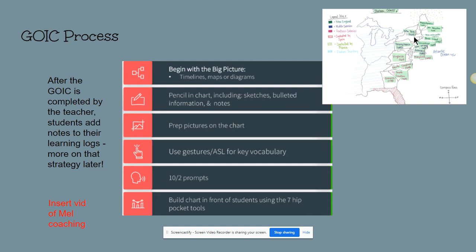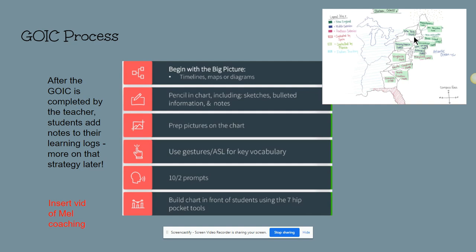Once you have that in mind, then you'll build the GOIC with your students, and you would pencil in the chart, and you would include sketches, you would have bulleted information, and any notes that are relevant. Pictures that you would add, you want to prep those ahead of time, either be prepared to sketch them on the chart or have them on separate cards that you tape to the chart as you go. And working with the students on gestures or American Sign Language for key vocabulary. So decide ahead of time which are the really key vocabulary words you want your students to zoom in on and use gestures as they say those words and read those words with you.